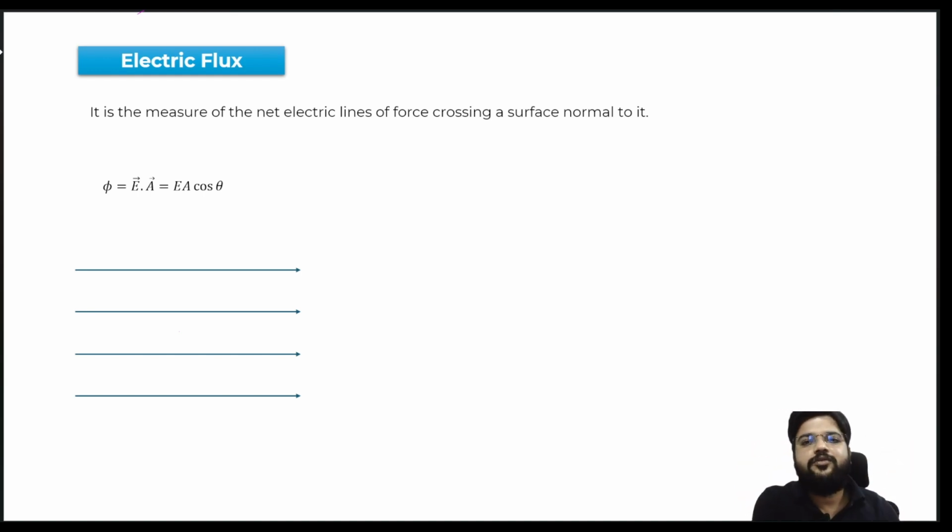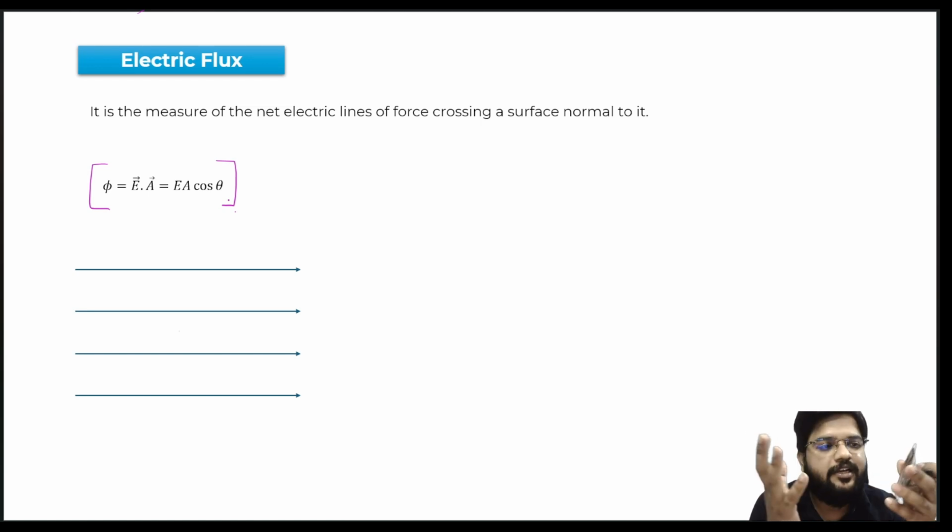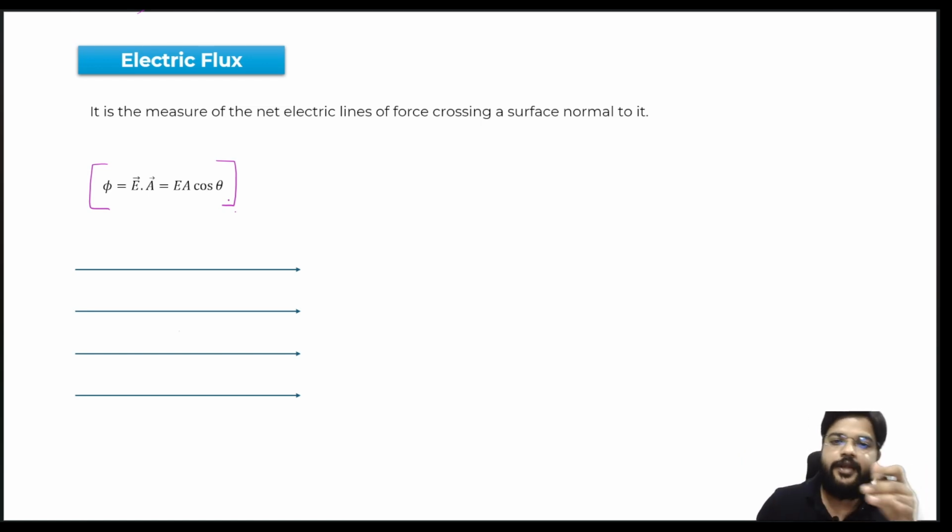And how can we write this electric flux mathematically? The mathematical formula is E dot A. When an electric field line is passing normally through the surface, it is the electric flux. When a magnetic field line is passing through the surface, it is the magnetic flux. If air is passing through the surface, it is air flux. Now we are talking about the electric flux.